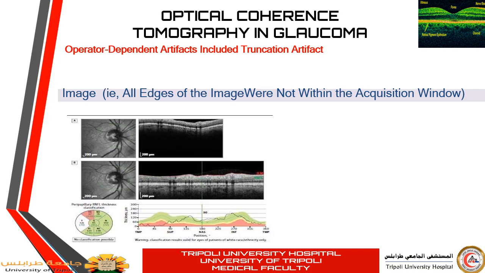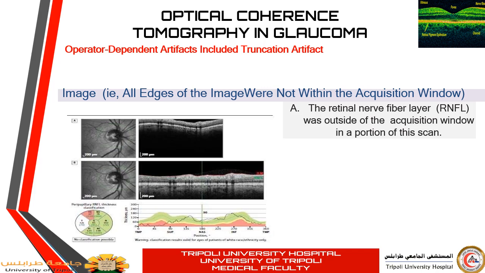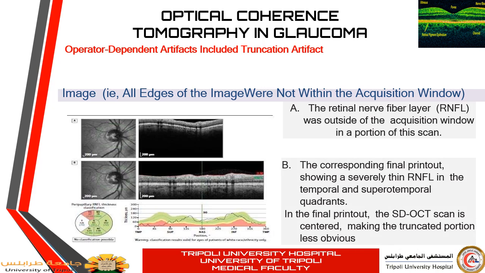Among the operator-dependent artifacts are the truncations, as you can see in this image, in this patient, in the upper left side. The image is not properly taken and is taken outside the acquisition window. So part of the nerve fiber layer in that area is cut. So by mistake, it gives you an error, a red area, as if this patient has thinning of the retinal nerve fibers in that area. But actually, this is not true. This is an artifact due to a truncation error. By repeating the image of the same patient, which is seen in the lower part, you see the thickness is normal and everything is normal. So this patient is completely normal.